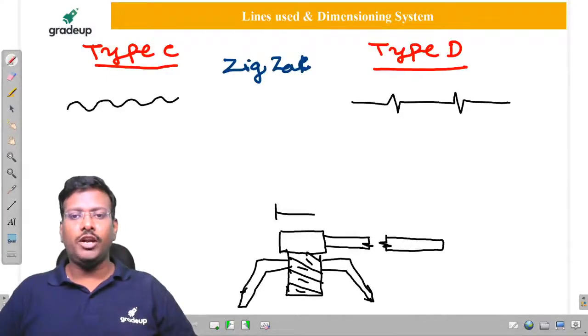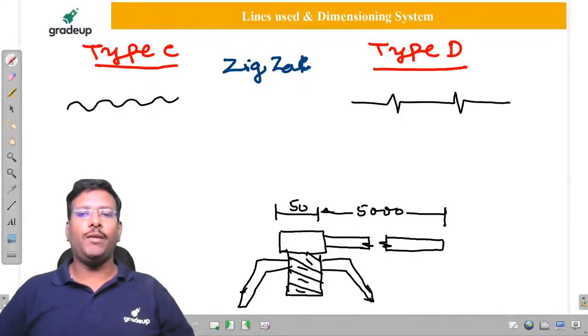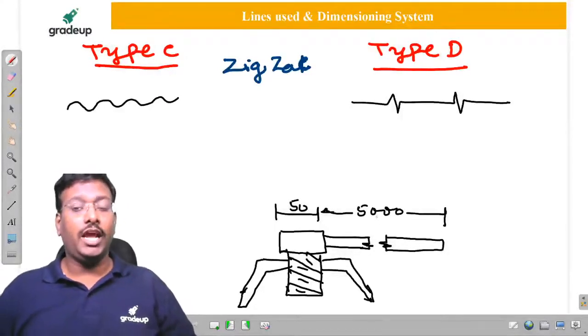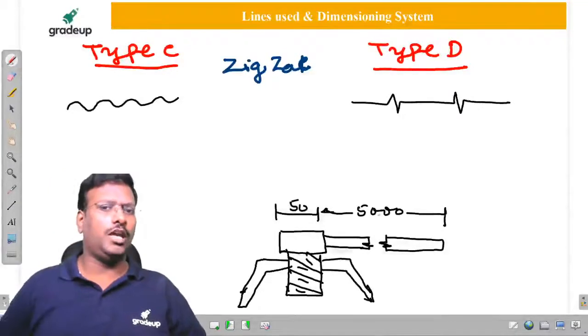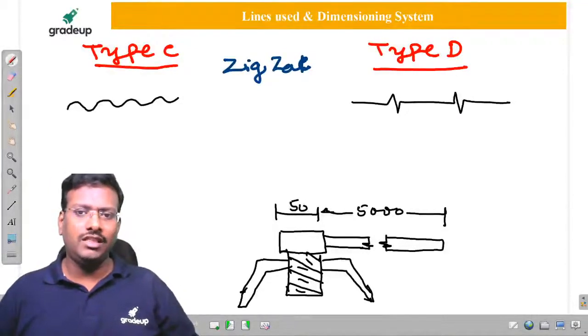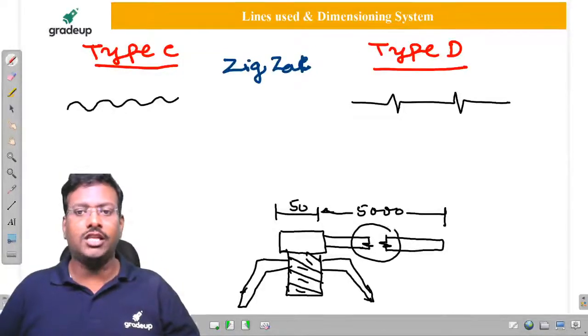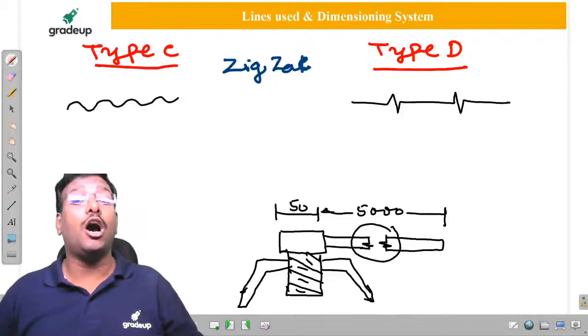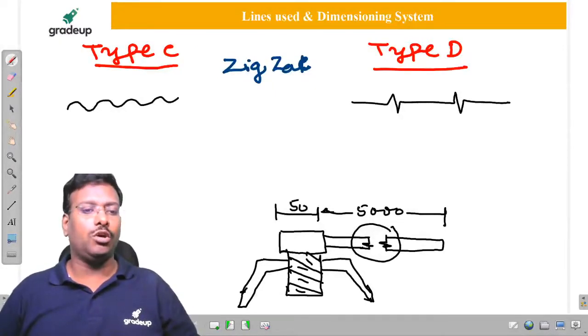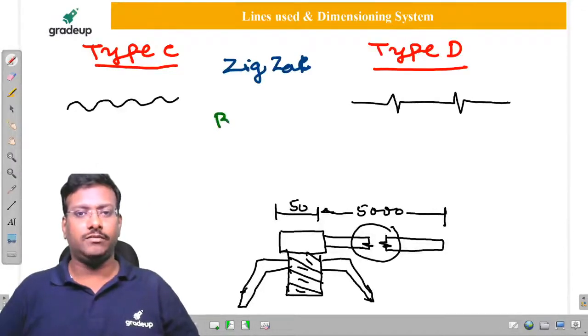So if they show it as 50, they might also show it as 5000. This is 50 mm, this is 5 meters. Even very lengthy bars they use like this. Sir, as compared with this, is it 100 times? No, sir. Once you give this particular thing, it is called a broken object, used to represent broken objects.